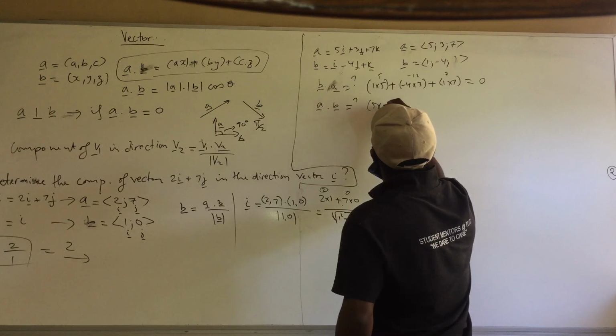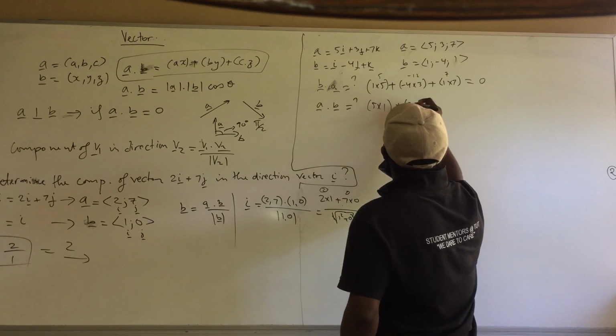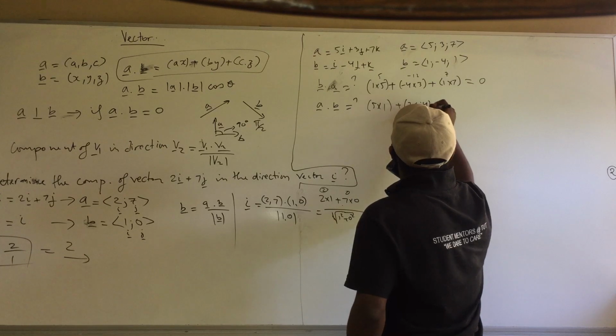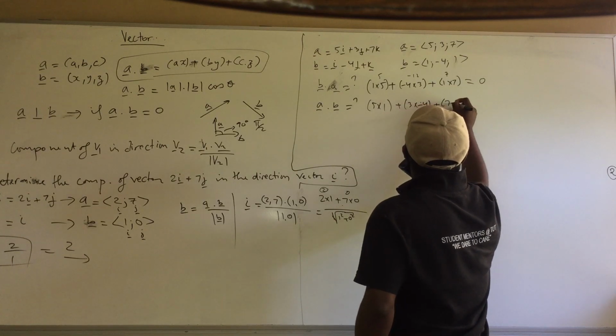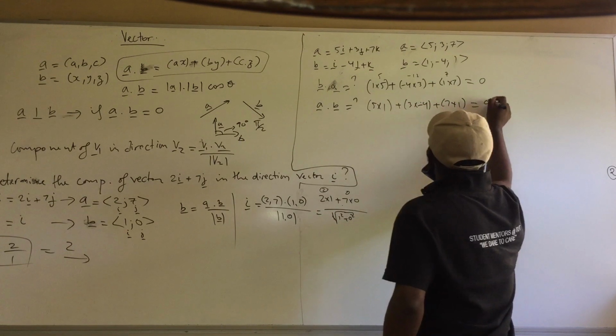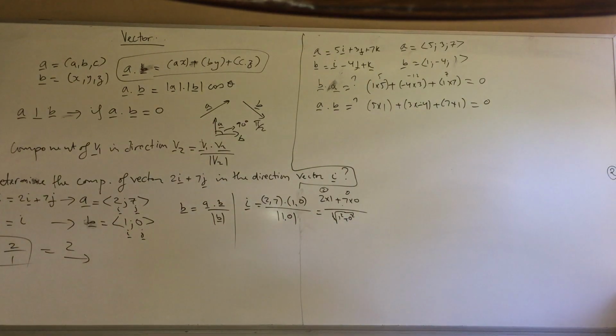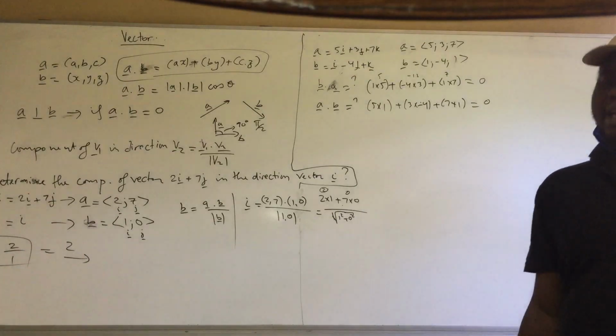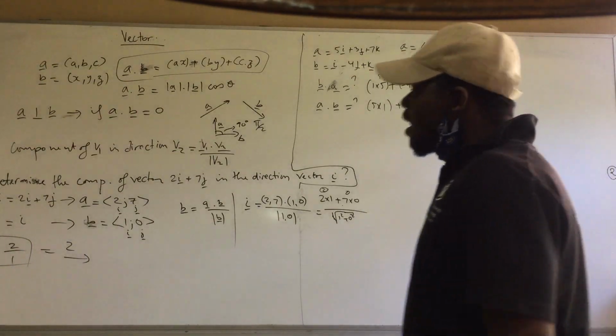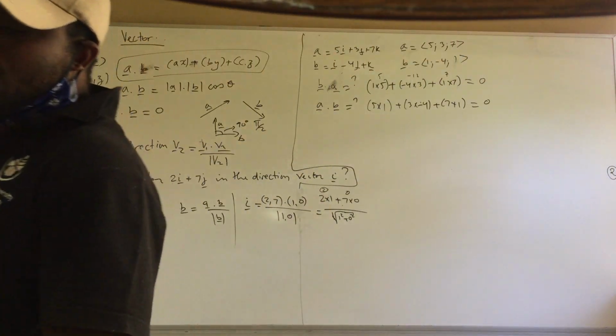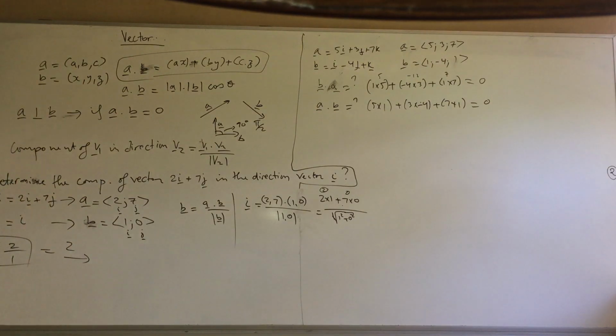And then this one, A dot B, it will be the same thing, so it's going to be 5 times 1 plus 3 times minus 4 plus 7 times 1, which will be equal to 0 as well. So what does it tell you? What does it tell you? It tells you that vector A and vector B are perpendicular. They call it perpendicular or orthogonal. Alright?